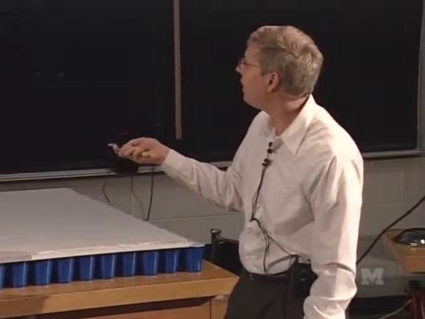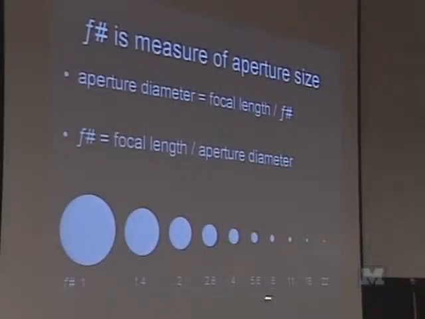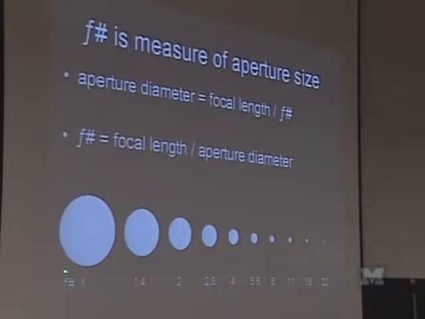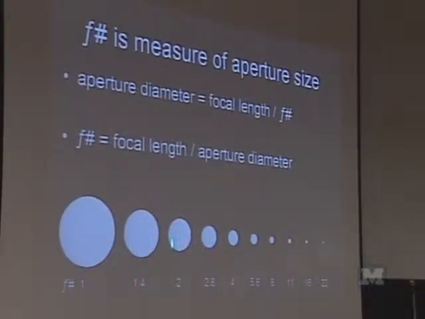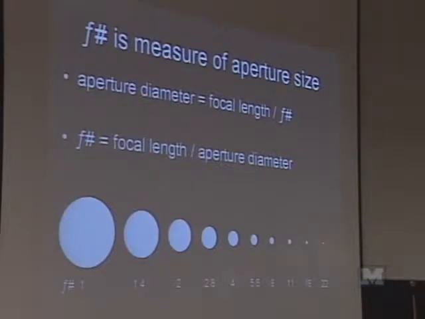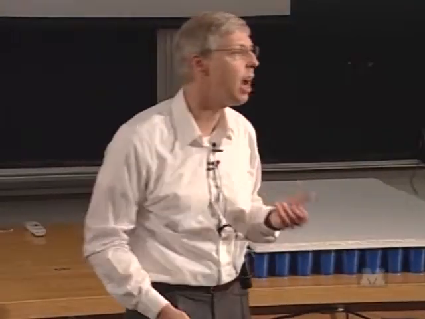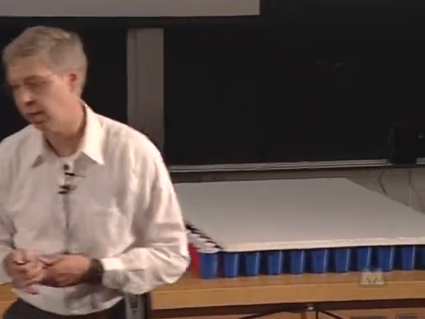Focal numbers on lenses come in this strange sequence of numbers. You never really see 1 unless you're working in a research situation. A fast lens that you'll pay $1,000 for may go down to 1.4, 2, 2.8, 4, 5.6, 8, 11, 16, 22. Why do they come up with that strange sequence of numbers? Okay, a little intimidating.